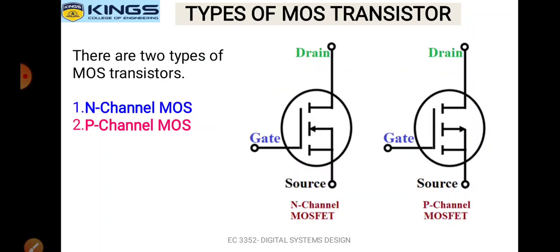Next, there are two different types of MOS transistors. One is N channel, another one is P channel. This is the symbol of N channel and P channel MOSFET. In this MOSFET, it has three terminals. The three terminals are drain, source and gate. Now we will discuss this N channel and P channel MOSFET.